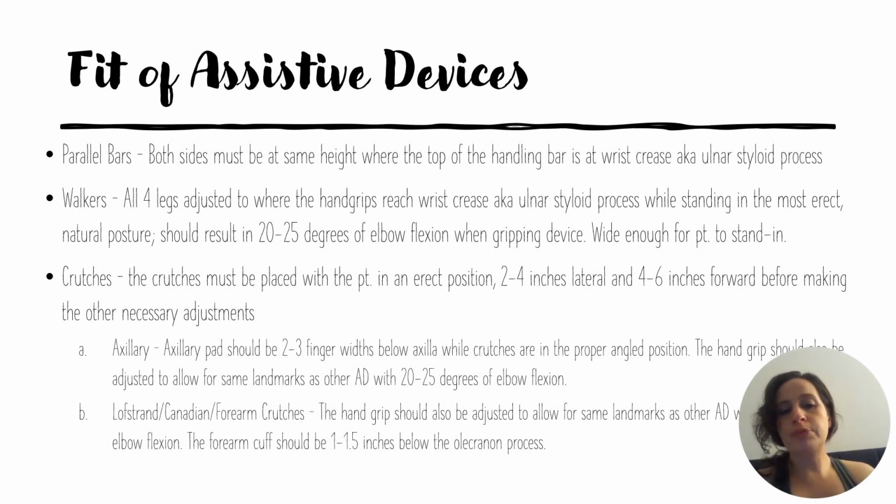The crutches is probably the one that's the most involved in terms of remembering the fit. The other ones are just like, make sure the hand grip falls right here. But with crutches, you have to think about the angling of the crutches, which is about 45 degrees, 2 to 4 inches lateral, 4 to 6 inches forward. The forearm crutches are different than the axillary crutches. With axillary crutches, you have to think about the finger pads and the axilla.